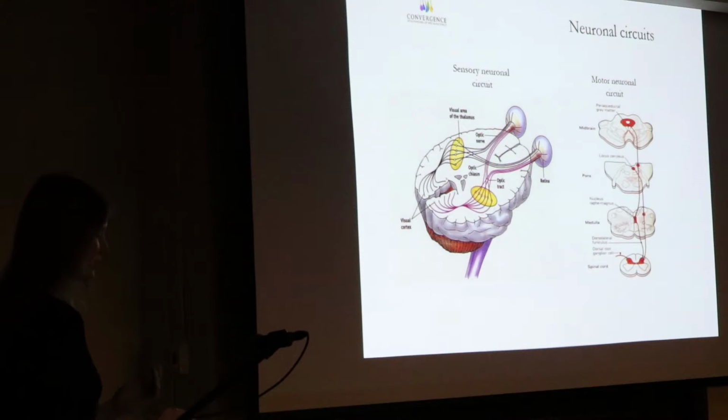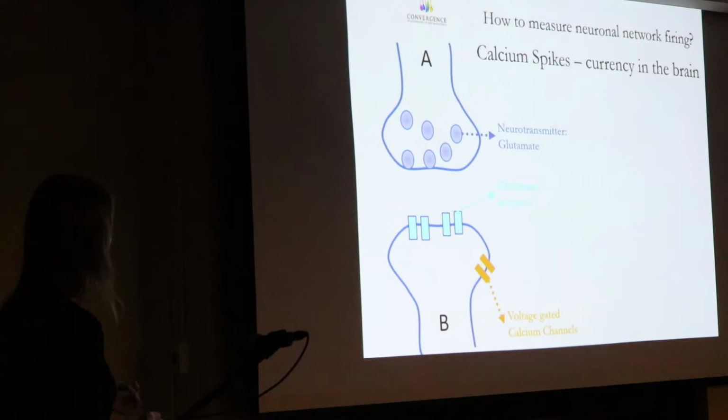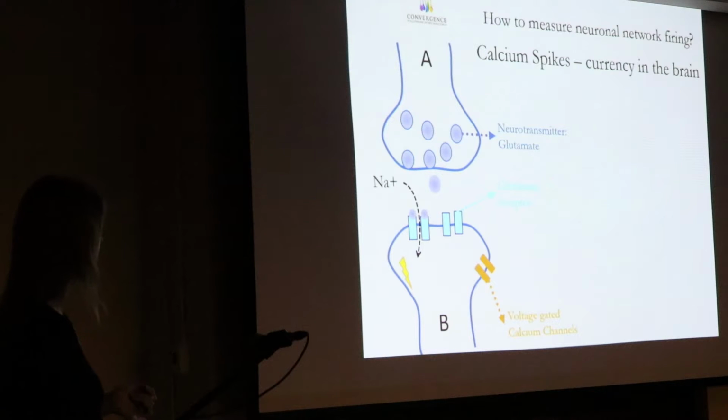So if we go back to actual synapses, we can measure neuronal circuit, neuronal network firing. How do we do that? Well, if we talk about the synapse again, you know now that if neuron A wants to talk to neuron B, neuron A is going to fire an action potential, release neurotransmitter. Neurotransmitters are going to bind to the receptors, and then we're going to have ions going into the cell. We're going to have depolarization, which means a change in the membrane potential.